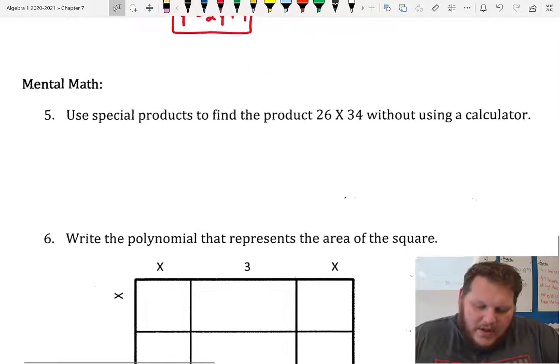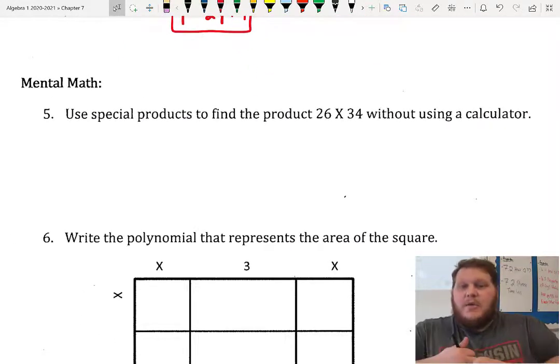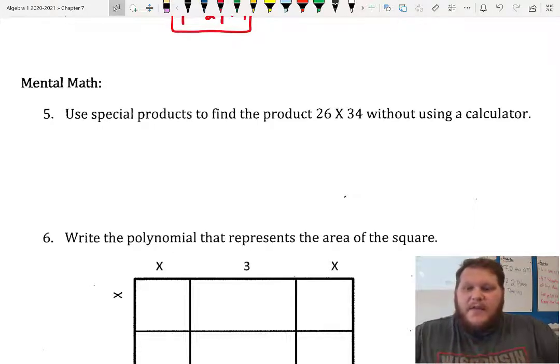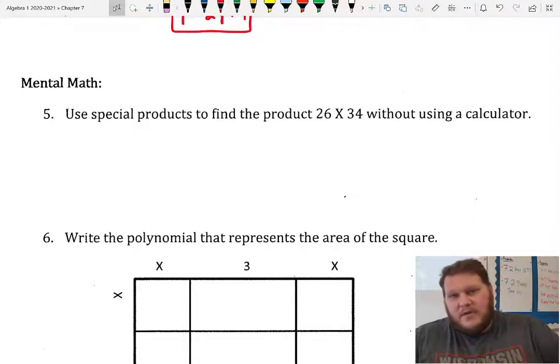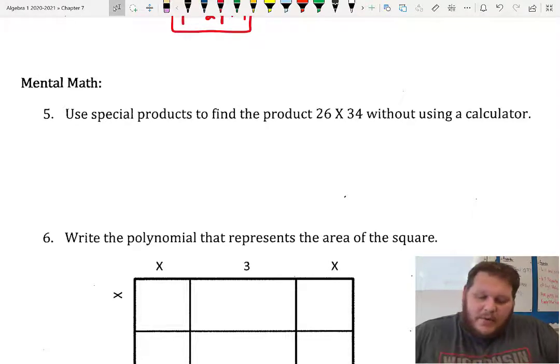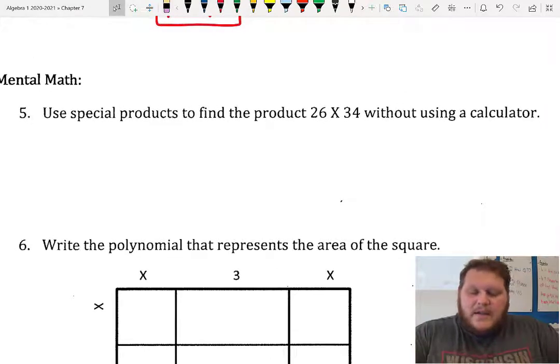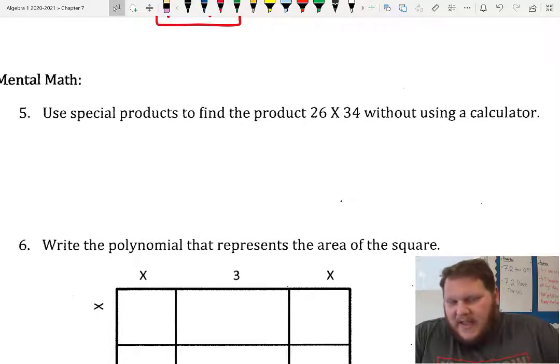All right, so some other tricks, some things that we can utilize these patterns for. So for number 5, we're looking at trying to use one of those two special products to find the product, so multiplying 26 times 34 without having to use a calculator. So it's a little bit tricky because it's not obvious to us how this would apply, but things that I notice here, and again, I'm wired differently. I've got a math brain. Not everyone has a math brain.